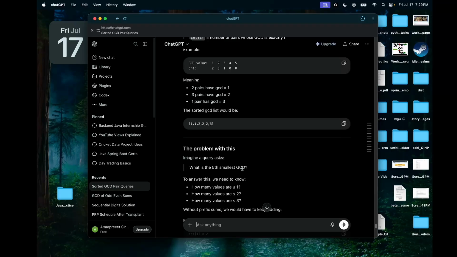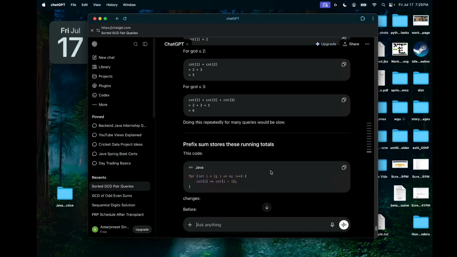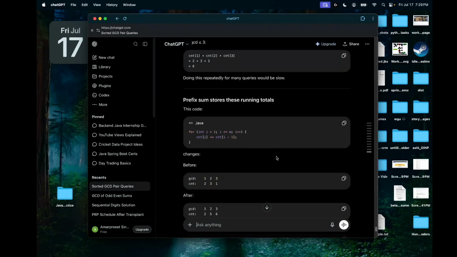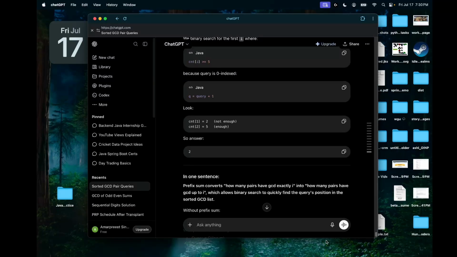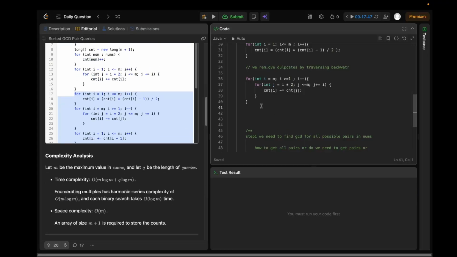The problem with this is, imagine a query asks what is the fifth element. To answer this we need to know how many elements are at or below each value. So what happens is we do the prefix sum now to get how many pairs. We do for i equals 1, i must be less than or equal to m, and i plus plus, count[i] plus equals count[i - 1].